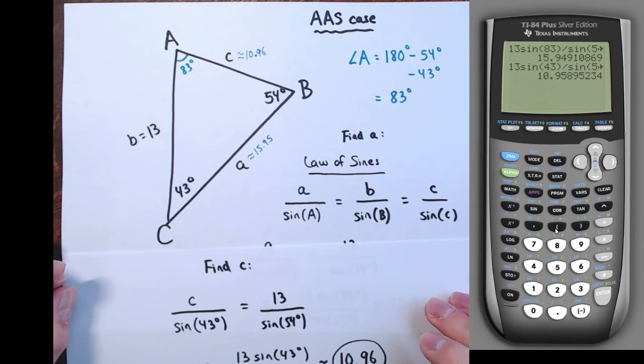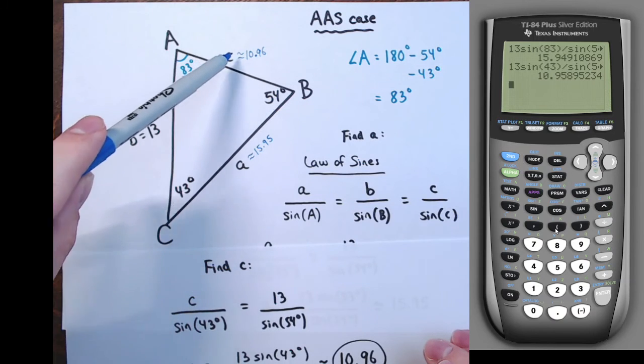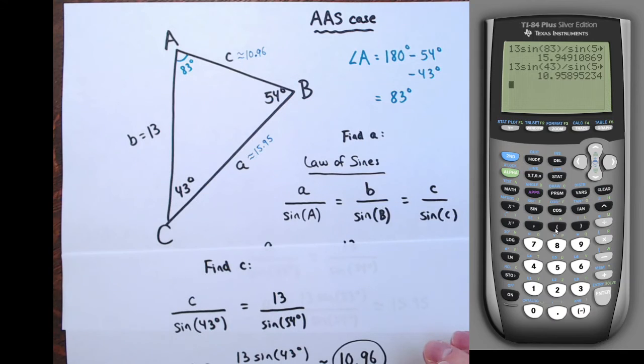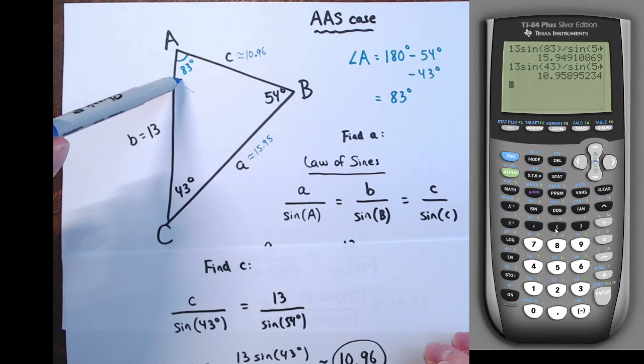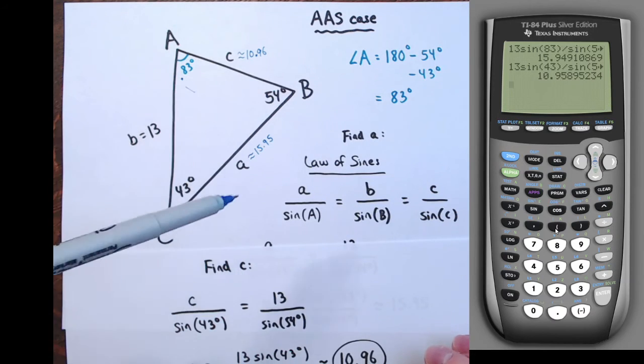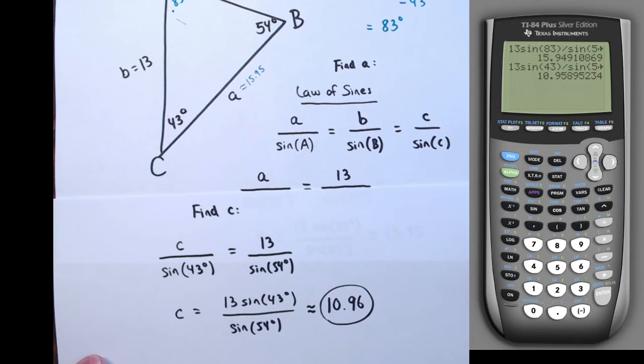Right. And let me look at this triangle one more time and just double check, make sure that the smallest angle has the smallest side opposite it, and the largest angle has the largest side opposite it. All right, so 43 degrees is the smallest angle. Side C, 10.96, that's the smallest side. So far, so good. The largest angle is 83 degrees, and its opposite side, 15.95, is the longest side. So great. I feel like I did this correct, with 10.96 and 15.95 for these lengths.